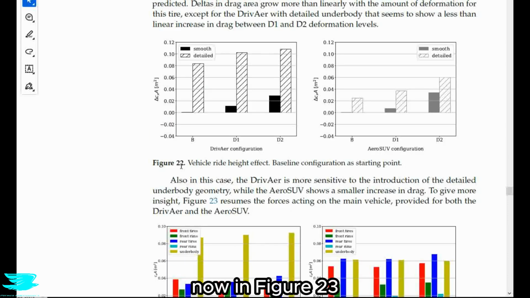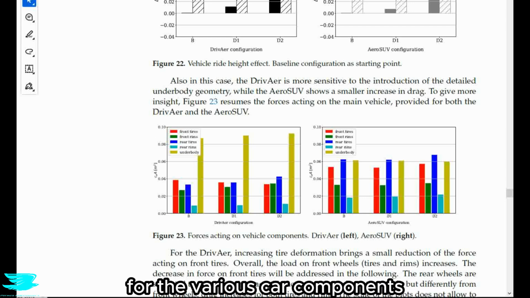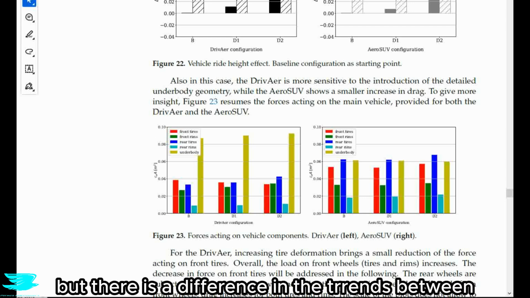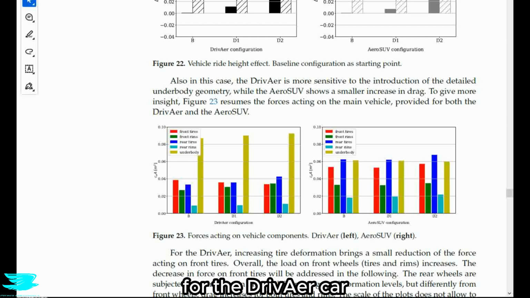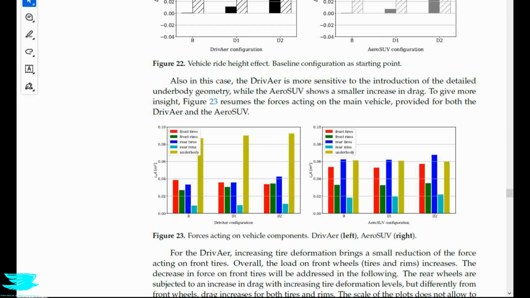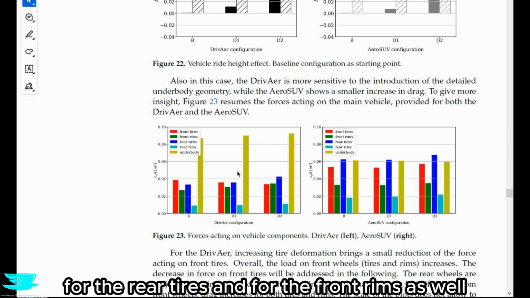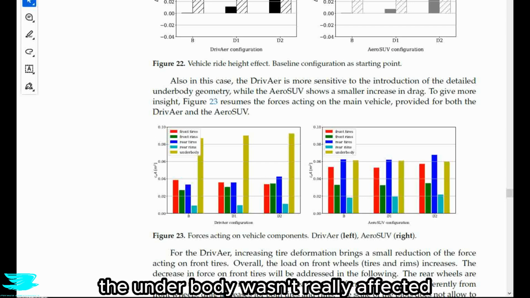Now in figure 23, we get the familiar breakdown of the drag area for the various car components, but there is a difference in the trends between the Drive Air on the left and the Aero SUV on the right. For the Drive Air car, increasing the deformation, we see increased drag area for the underbody, the rear tires and for the front rims as well. For the Aero SUV version, the underbody wasn't really affected.